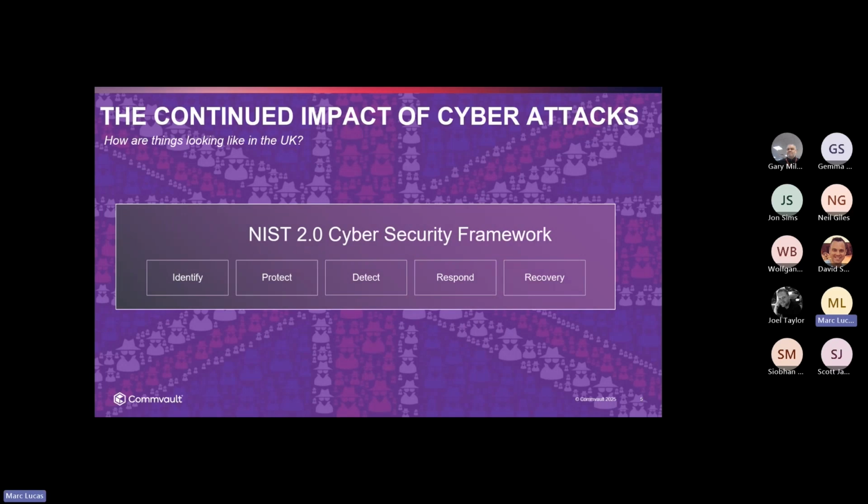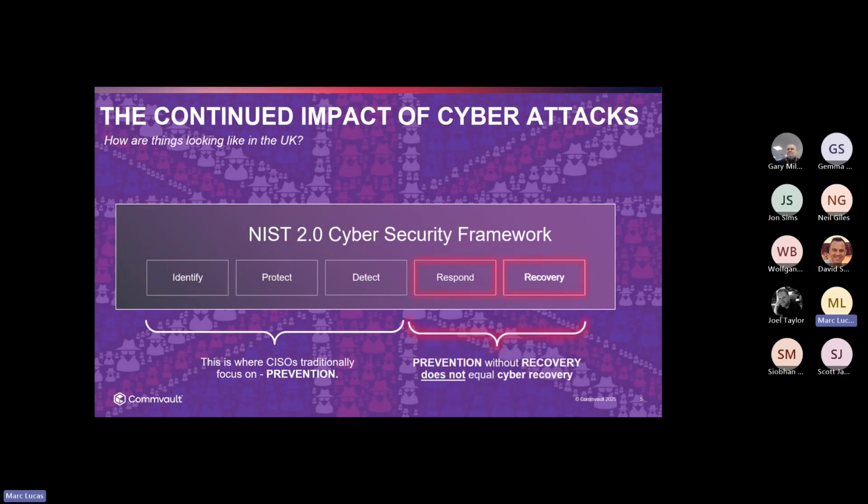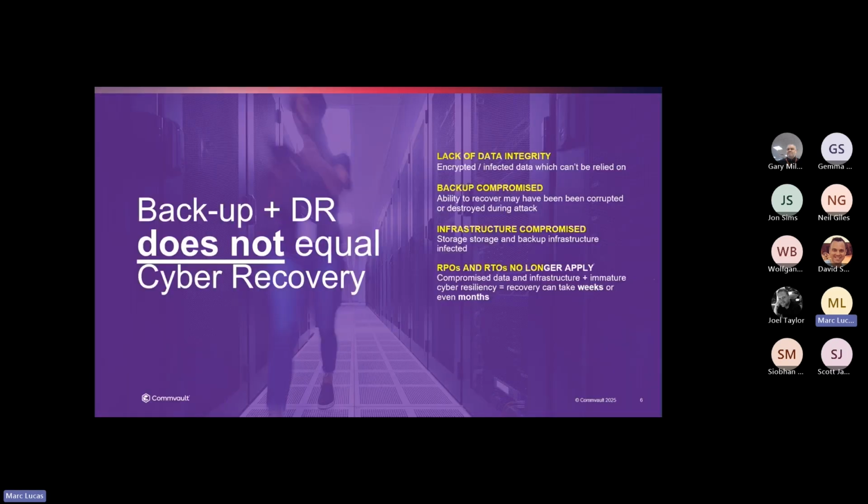So I mentioned the NIST security framework, the National Institute of Standards and Technology. When you talk to anyone in the security side of your customer's business, this is where they focus. Identify, protect, and detect. What they don't tend to focus on is, for me, the most important part, which is we've been hit by an attack. How do we recover? And that's very much where Commvault comes in, and making sure that the customers understand that it's not backup and DR that will give them what they need to be cyber resilient.